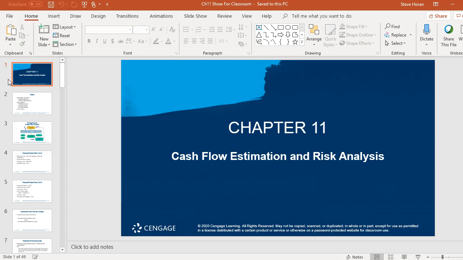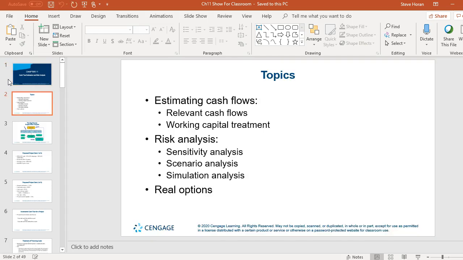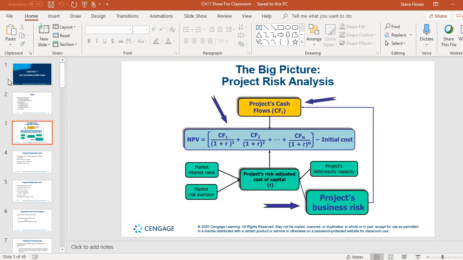So we have a project, something we want to invest in. This will tell us how to compute the cash flow. So that's the difference between the two chapters. And as we do that, we have to talk about risk and options when it comes to capital projects. So the big topics are cash flows, risk, and then real options.